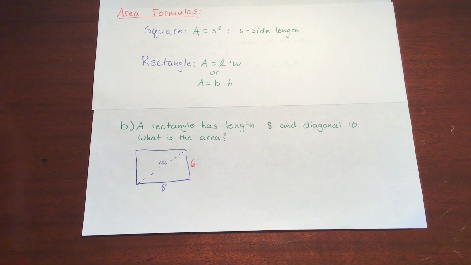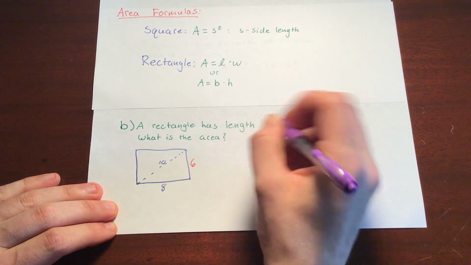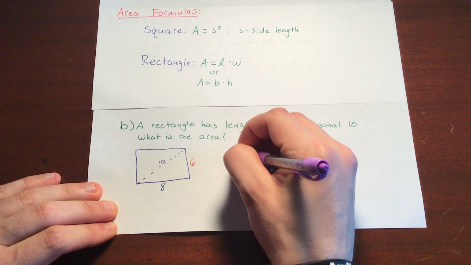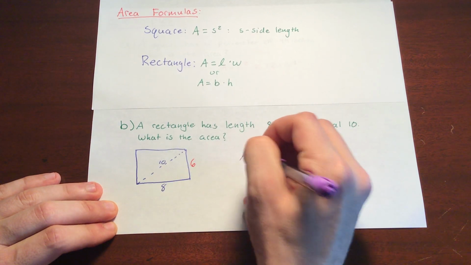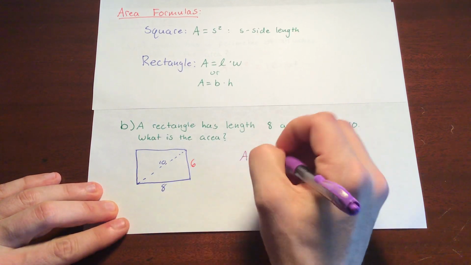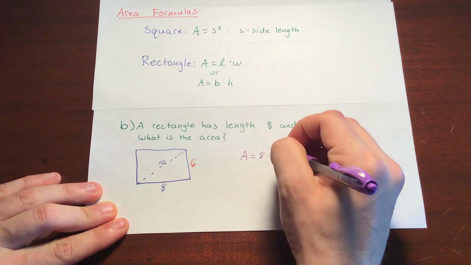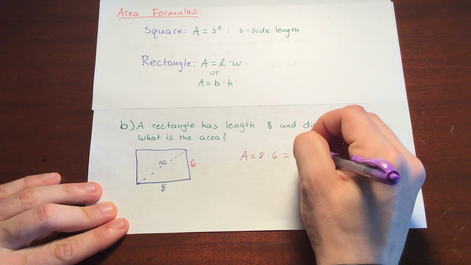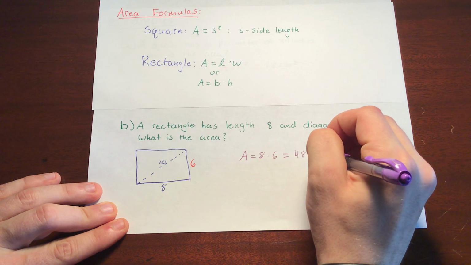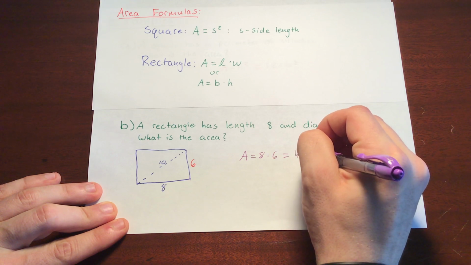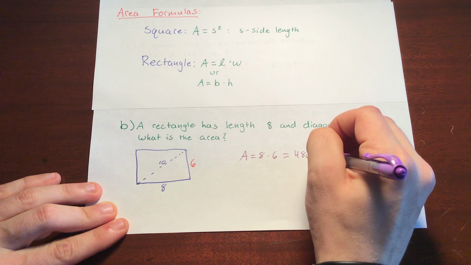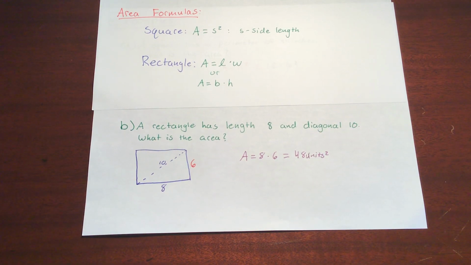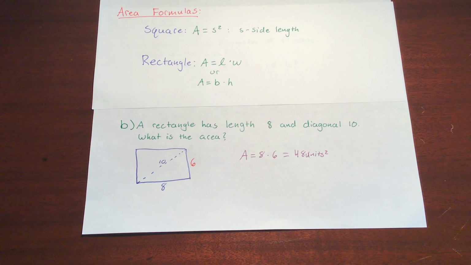With that information, we use our area formula up here for a rectangle. So area equals length, which is 8, and our width is 6. 8 times 6 is equal to 48 units squared. We weren't given units, but we're going to write units squared anyways.